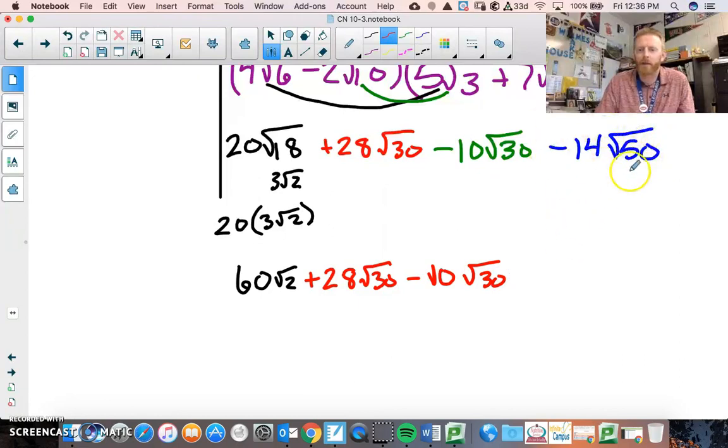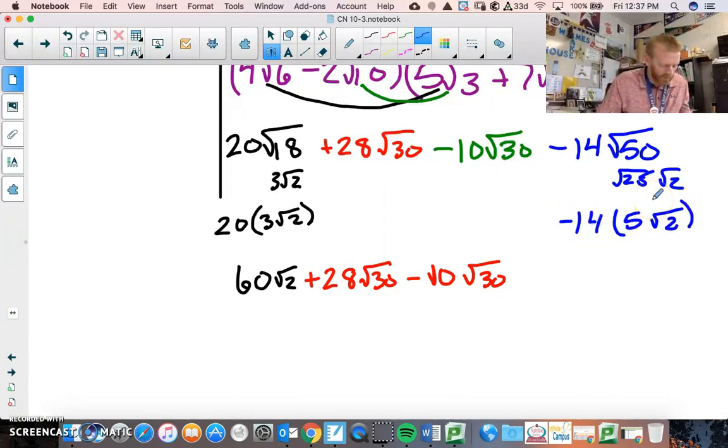And then 50 breaks down into my 25 and 2. I almost wrote a 5 down, folks. So we're square rooting 25. That gets me a 5 root 2, times that negative 14. So 14 times 5, I'm calculating this, folks. That's my minus 70 root 2.